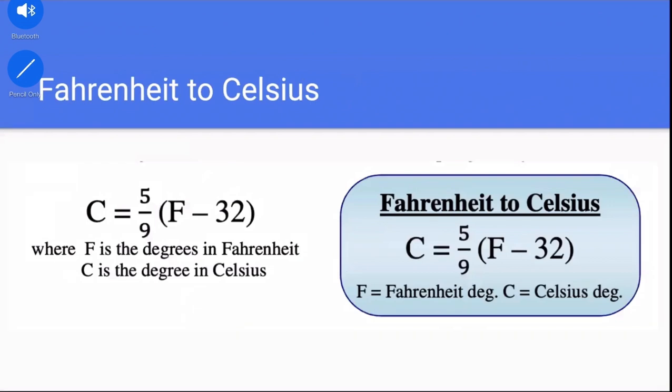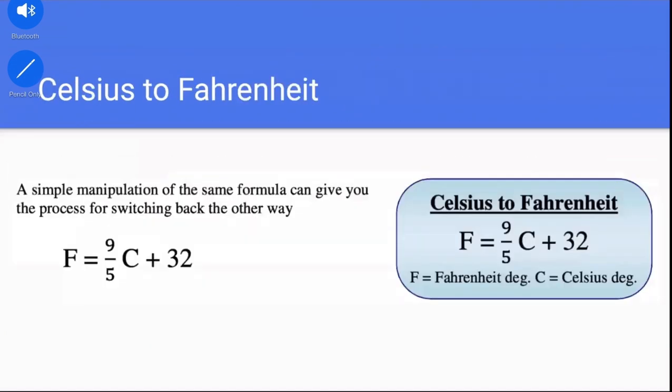Now moving on to temperatures, which is Fahrenheit to Celsius. C equals 5 divided by 9 times (F minus 32), where F is degrees in Fahrenheit and C is degrees in Celsius. Now moving on to Celsius to Fahrenheit. F equals 9 divided by 5 times C, plus 32. This is really simple, and it's almost exactly the same as Fahrenheit to Celsius.